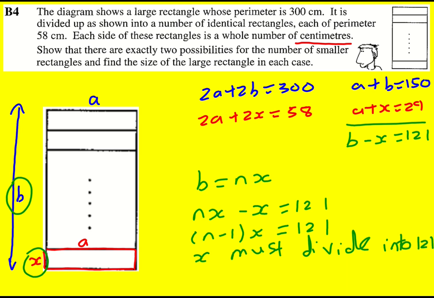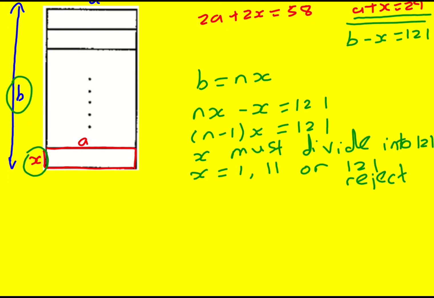121, which means x, there's only a few numbers that divide into 121, so square number, it's 11 squared. x equals 1, 11, or 121. Now there's no way it can actually equal 121, because remember, we know that a plus x is 29, so we can rule that one out, reject it. The others, x equals 1 and x equals 11, however, look like they'll be okay. So let's take them one at a time.